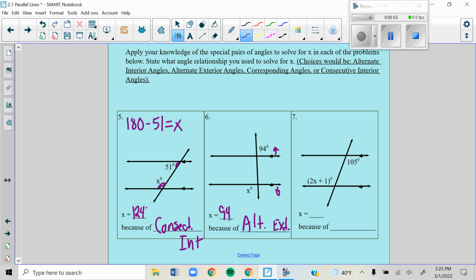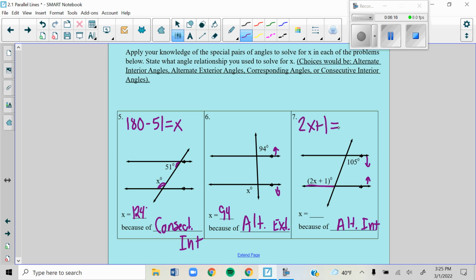Number 7, here we look, these are both on the inside of my parallel lines, okay, and they are on opposite sides of my transversal. So these are alternate interior angles. Alternate interior angles, if you look above, are those congruent or are those supplements? And those are congruent.